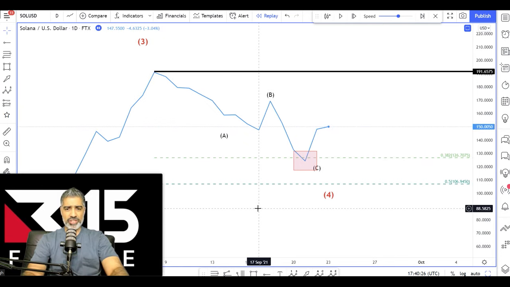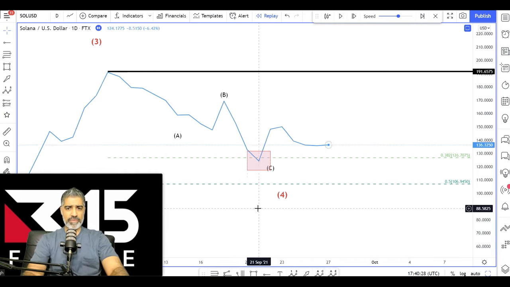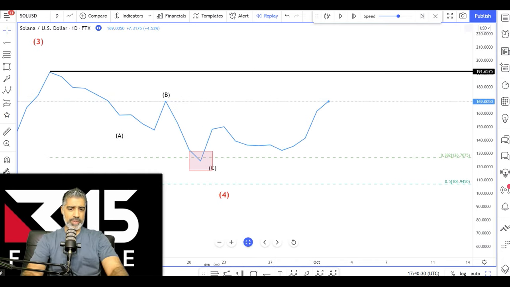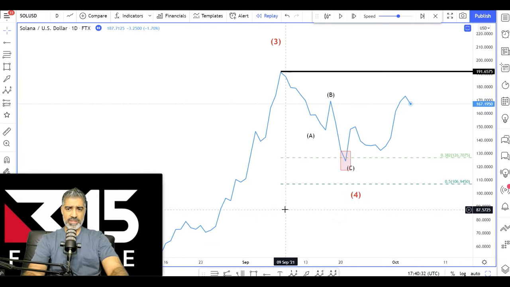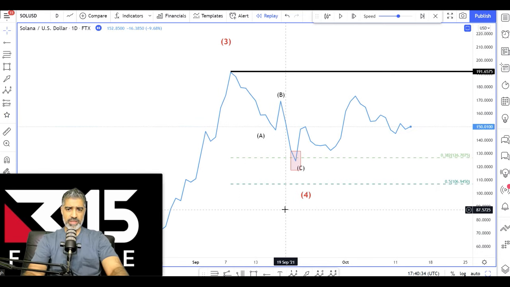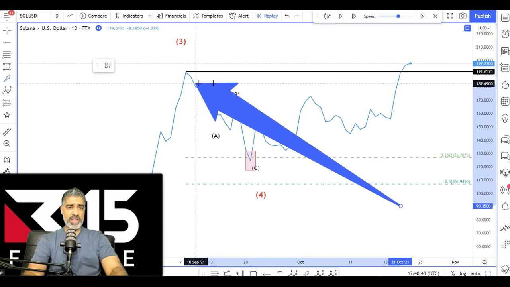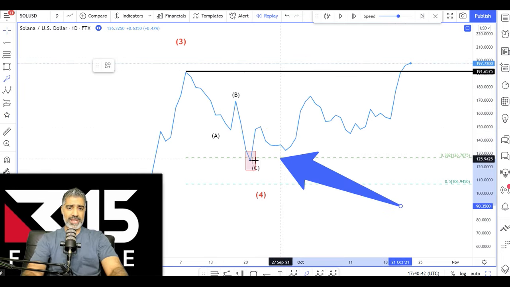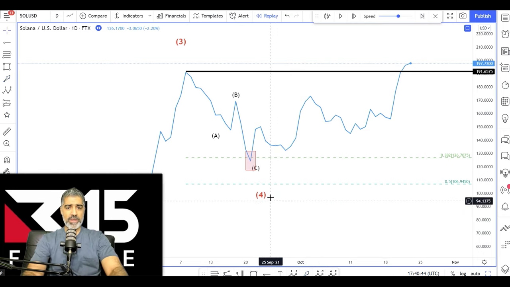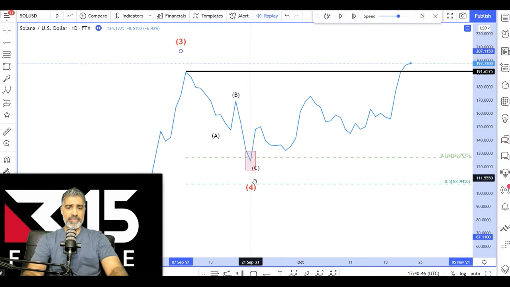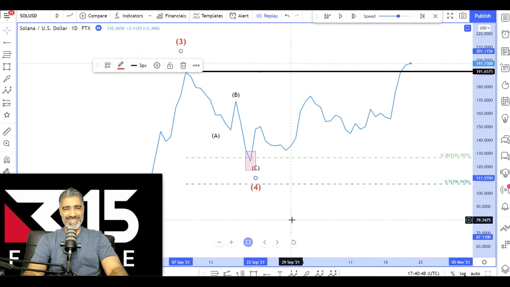And then Solana just literally took off. Let's have a look. Let's just zoom in like this. And then it continued, right? So once it went over this previous high, that was the confirmation that this looks like a wave 4, bang. But the point being is that we can project this in advance.